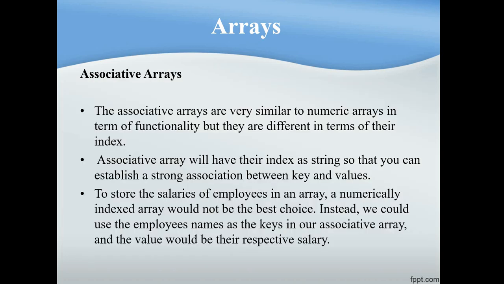And we are moving on to the second array, which is called the associative array. It is also very similar to the numerical array in terms of functionality, but they are different in terms of their index. In an associative array, the index is a string. In a numerical array, the index is a number, but in an associative array, the index is a string, so that you can establish a strong association between the keys and values. We will have keys and values in association.